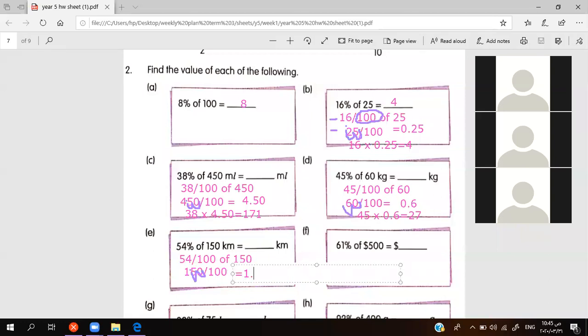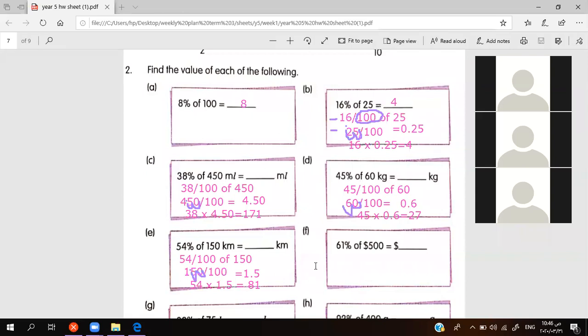This 1.5 is not my final answer. This 1.5 is only 1%. How many percent does he want? 54. So 54 times 1.5. My answer is going to be 81. Okay, guys, got it? Okay, did you all get it? Is anyone still not understanding?